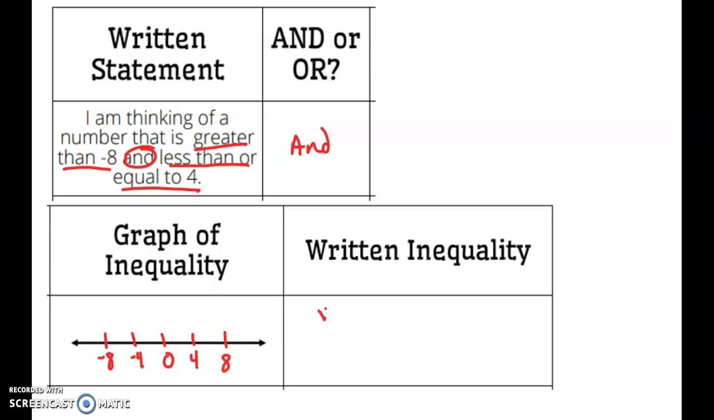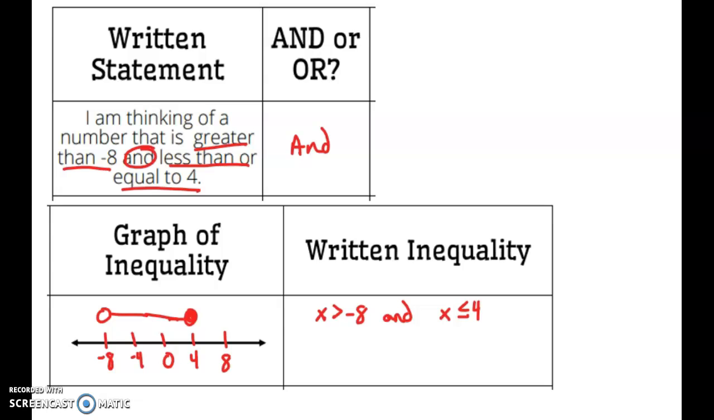Now it said x is greater than -8 and x is less than or equal to 4. So that's it in writing. Let's go ahead and graph that. It's greater than -8. That's an open circle at -8, and greater than goes this way. It's less than or equal to 4. That's a closed circle at 4, and less than or equal to goes that way. Then because it's "and", you know that they should just connect.